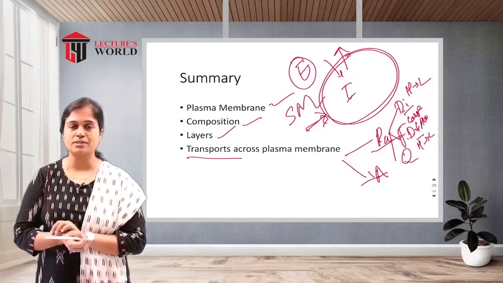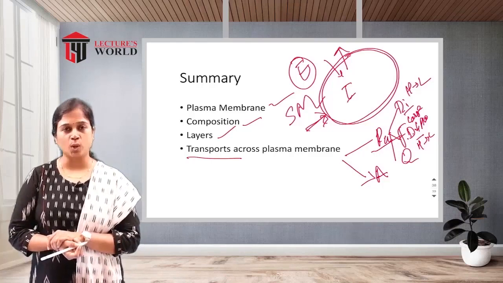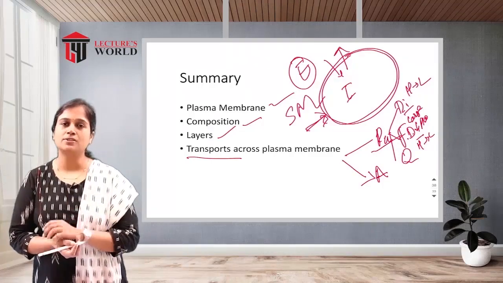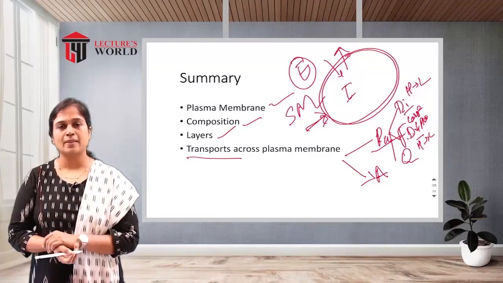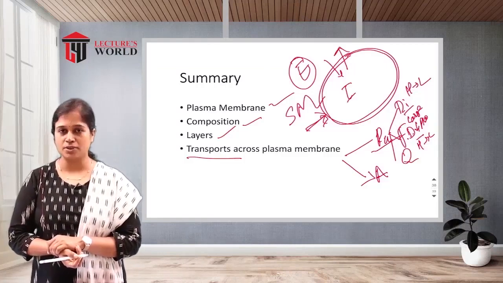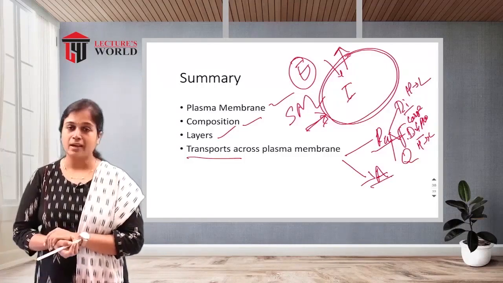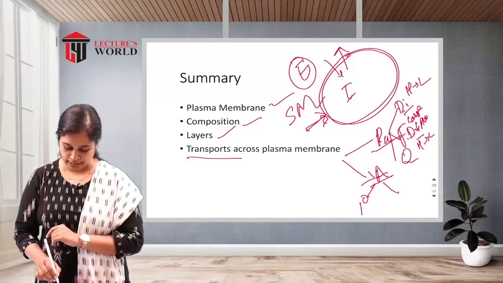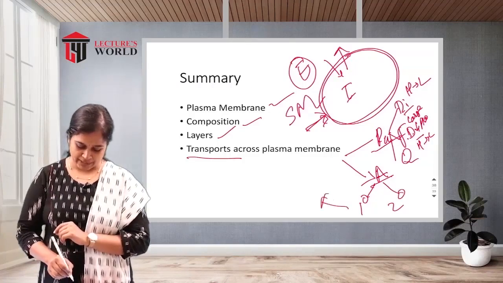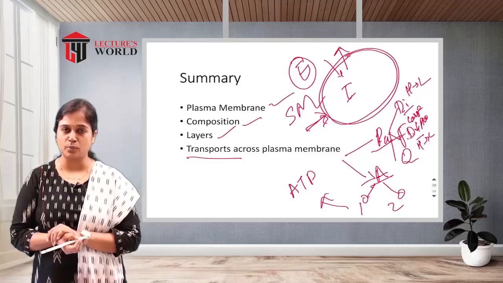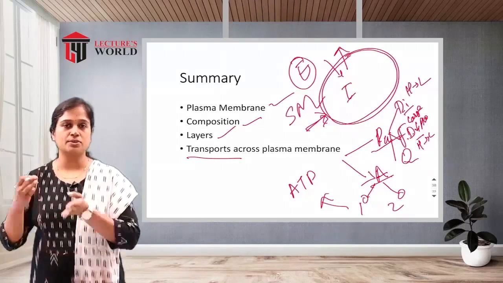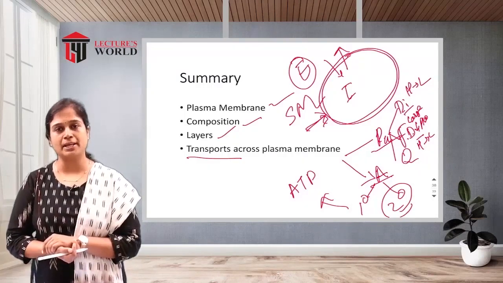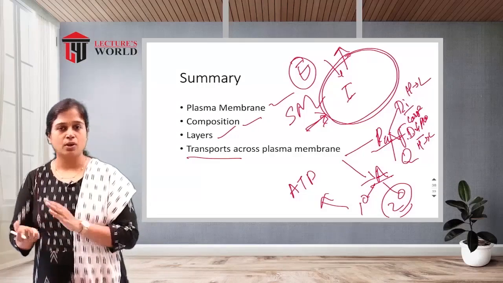Another is osmosis. In osmosis, there is movement of the solvent from the lower concentration of solutes to the higher concentration of solutes. And then we saw active transport. Active transport is divided into two, primary active transport and secondary active transport. Primary active transport uses ATP while transporting from lower concentration to higher concentration, whereas secondary active transport uses the electrochemical gradient from lower concentration to higher concentration.